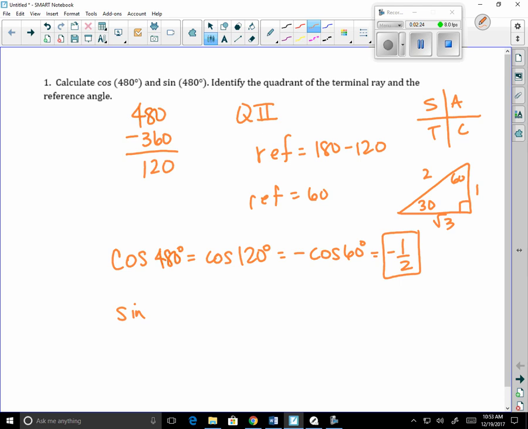I do the same thing for sine. Since we're in quadrant 2, we know sine is positive. And then if we use our ratios, we get the square root of 3 over 2. Not too bad. See how it's all kind of fitting together, I hope.